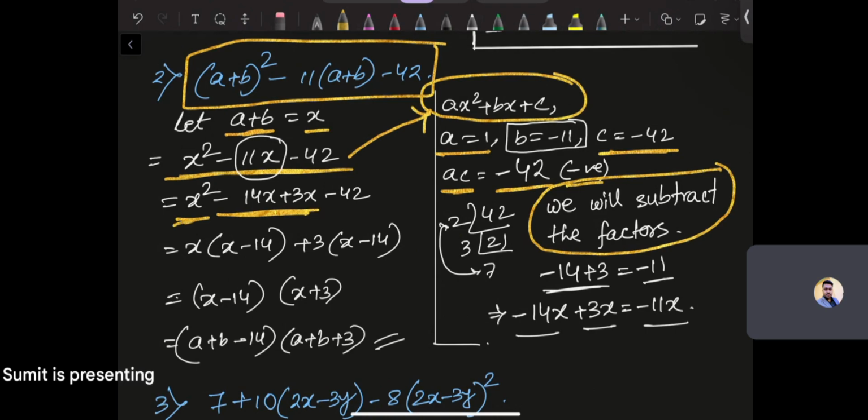Rest x square and -42 will be as it is. Okay. Then you take common x from the first two terms, that is x into x minus 14. Then take common plus 3, it is x minus 14, and then x minus 14 taken common into x plus 3. Then again you will replace the x, because x was not there in the term. We have taken a plus b as x, so at the place of x, you put a plus b. It will be a plus b minus 14 into a plus b plus 3. That's the answer.